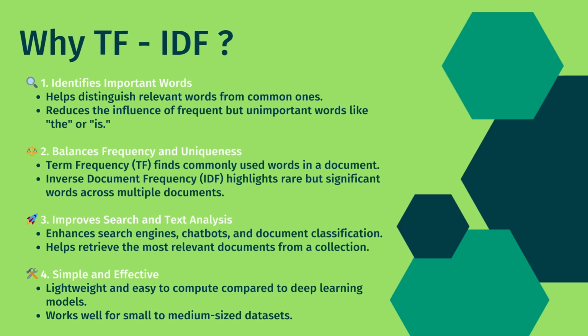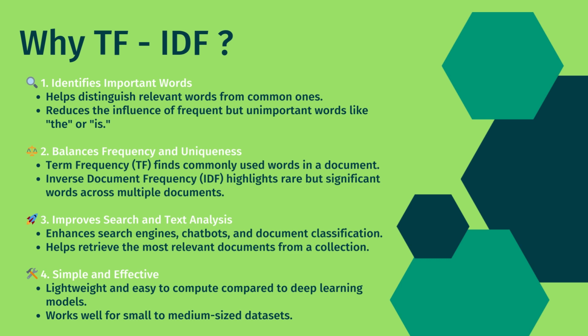Why use TF-IDF? First, it helps identify important words by distinguishing relevant terms from common ones. This reduces the influence of frequently used but unimportant words like "the" or "is." Second, it balances frequency and uniqueness. Term frequency identifies words that appear often in a document, while inverse document frequency highlights rare but significant words across multiple documents. Third, TF-IDF enhances search engines, chatbots, and document classification. It improves text analysis by retrieving the most relevant documents from a collection. Finally, it is a simple and effective technique.